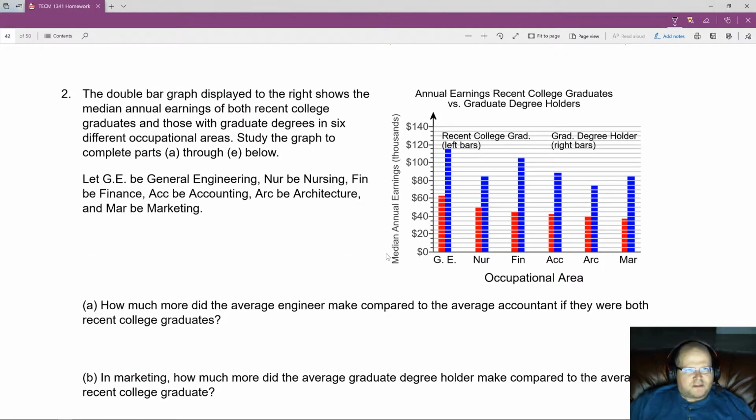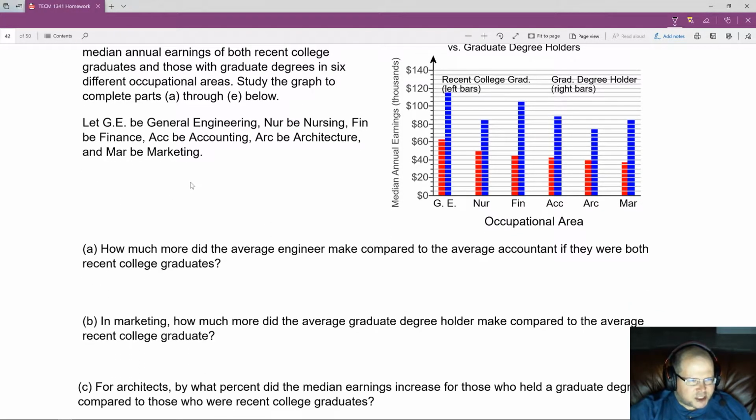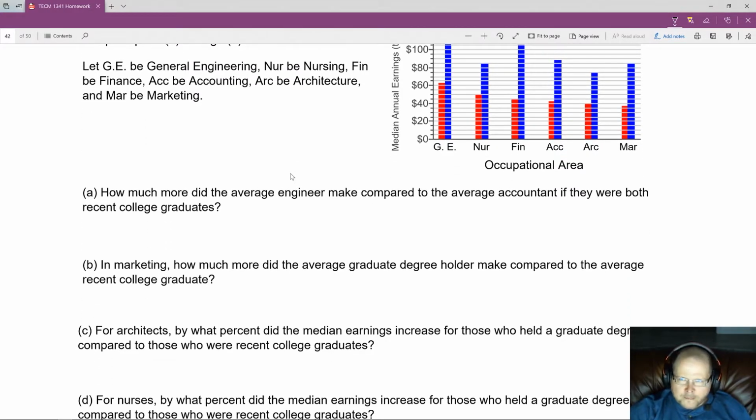The double bar graph displayed to the right shows the median annual earnings of both recent college graduates and those with graduate degrees in 6 different occupational areas. Study the graph to complete parts A through E below. Okay, and they give you a little key: let GE be general engineering, NER be nursing, FIN be finance, AC be accounting, ARC be architecture, and MAR be marketing. Okay, so let's do this.